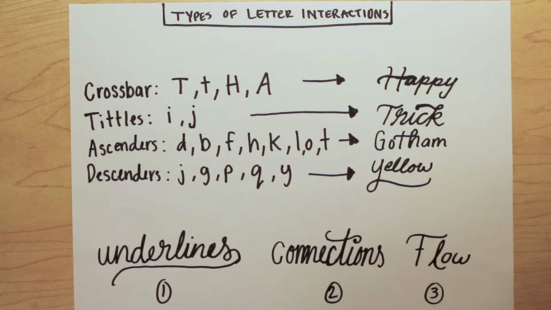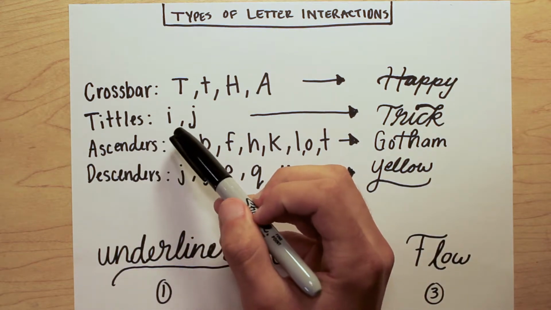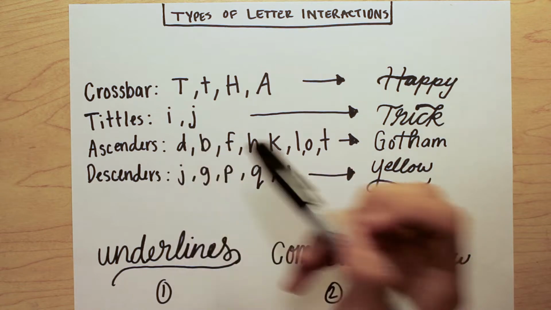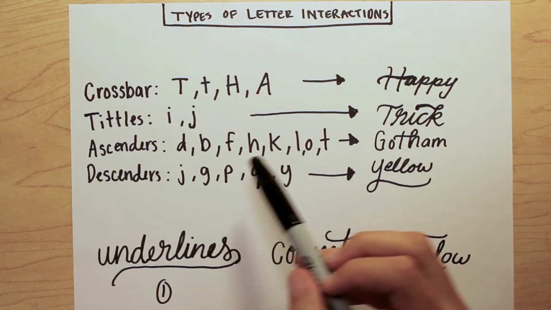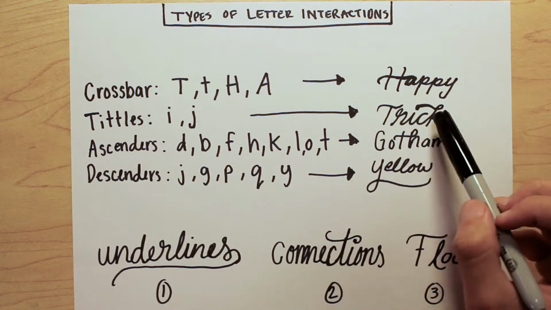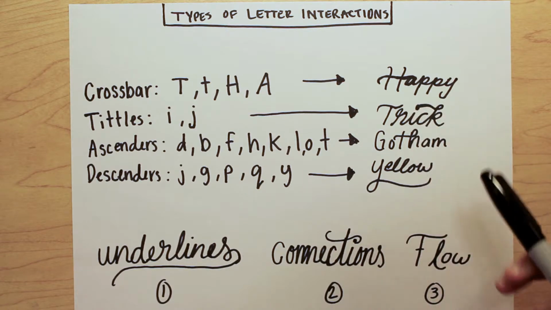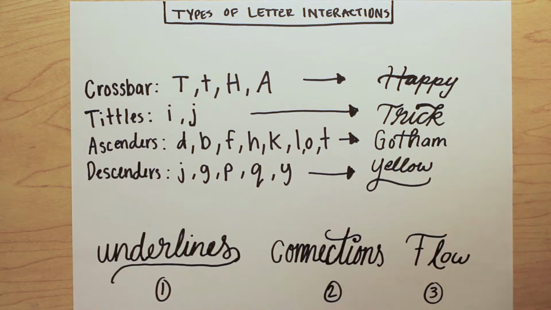The second type of letter interaction is tittles, and these are the dots on top of the lowercase i and the lowercase j. And for an example of an interaction with a tittle is trick, and the ascender of the K loops around and connects with the tittle of the I to complete the word.